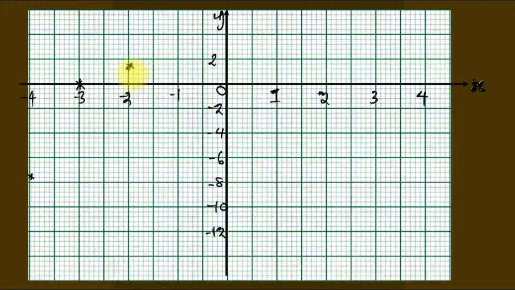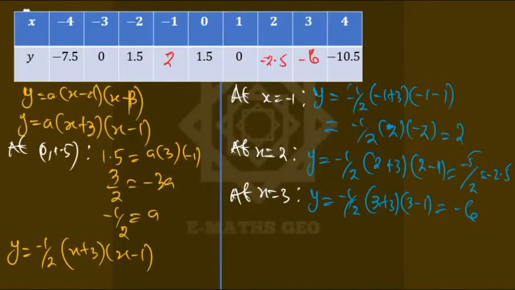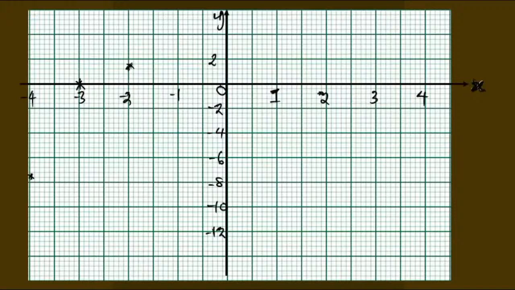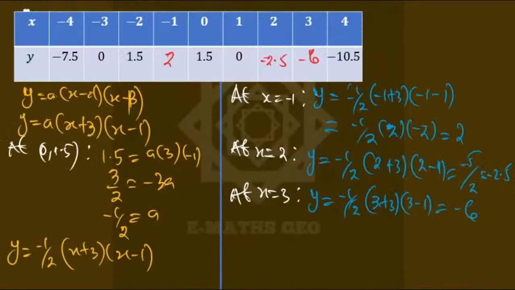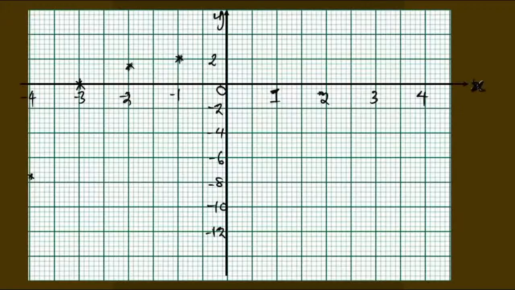So that's when x is minus 2, y is now 1 point. So this one is 0. Okay, 1 minus 1, 2. Minus 1, 2. So it should be here. It's same, minus 1, 2. So which one again? 0, 1.5. So remember this is 1.5. So 0, 1.5 should be here also.